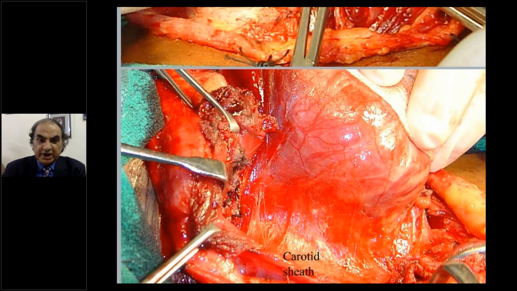Then we look for the middle thyroid vein. Any vein that crosses the common carotid to open into the internal jugular is a middle thyroid vein, and we should ligate all of them. Usually there can be more than one, but you need to ligate them or use any device to cut them. And then we ascend upwards, and that is how we reach the superior pole.